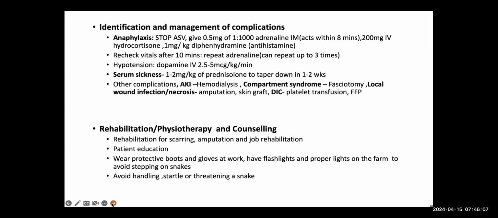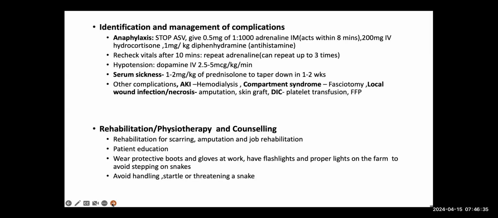Then DIC, for which you might now use your platelet transfusion and your FFP. Then the last modality is going to be your rehabilitation, physiotherapy, and counseling. So for rehabilitation, in these index patients you could have scarring, amputation. The patient will benefit from rehabilitation, as we know that he's a farmer. He'll benefit from rehabilitation if he has amputation. From scarring, he'll benefit from physiotherapy.